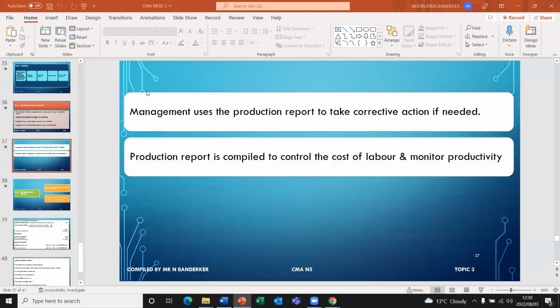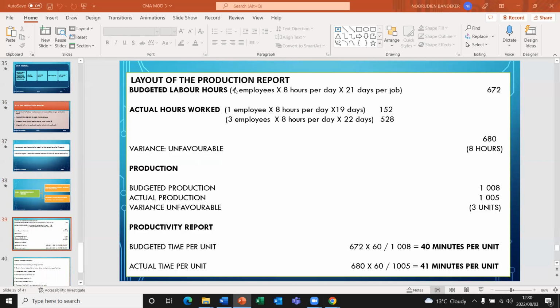Firstly, you have your budgeted labor hours. Now, what's your budgeted labor hours? Here in this example, 4 employees. Now, when they complete a certain job in the factory, they will always assign a certain amount of people. And when they complete a job, it has an actual job number. That is how you know it's actual production. So they will assign, in this example, 4 employees, 8 hours per day, 21 days, and in total they should be working 672. Now, what do you compare that with?